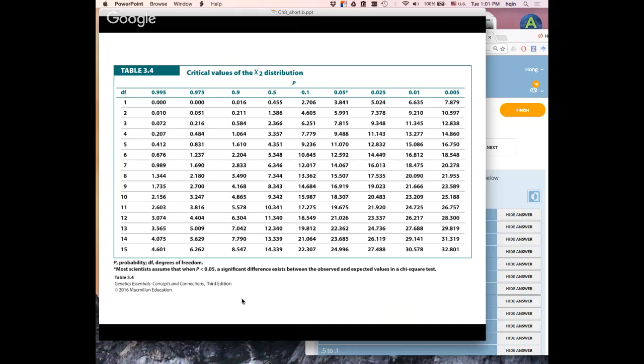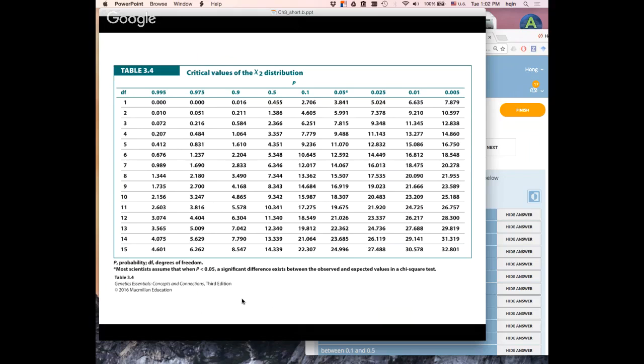What do you think the p-value between these columns should be? It should be bigger than which one? Bigger than 0.1 and smaller than 0.5, so it's in between 0.5 and 0.1. Here is the biggest one, 0.995, and it goes down to the right. 0.005 is 5 out of 1,000. This is the smallest value. So between these two columns, the p-value is between 0.5 and 0.1.